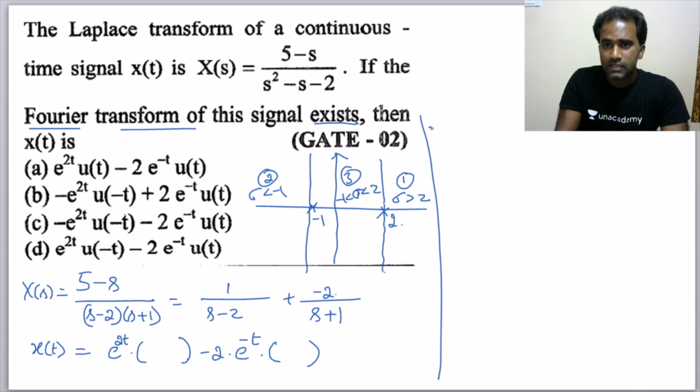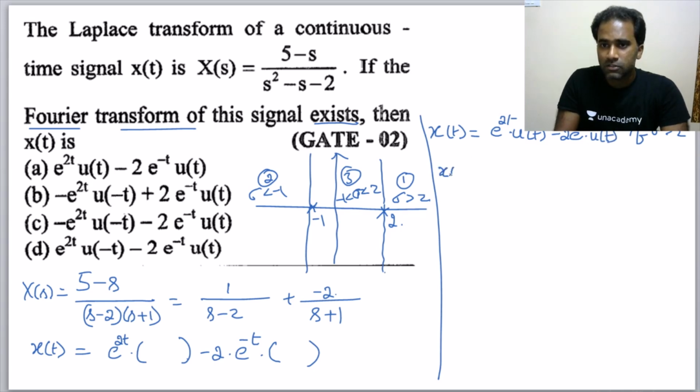Now let us write the answers. x of t, if ROC is sigma greater than 2, it's a right-sided ROC. The signal will be, take the basic answer and multiply with u of t. As simple as that. I'm writing all possible inverse Laplace transforms because I want you to understand all possible cases here, not just this problem.